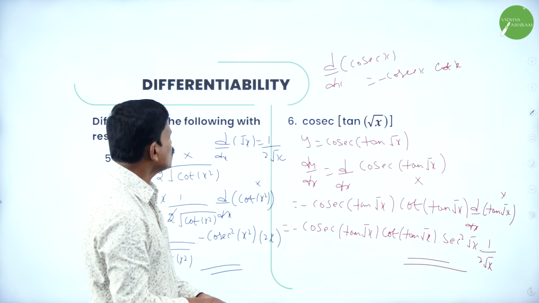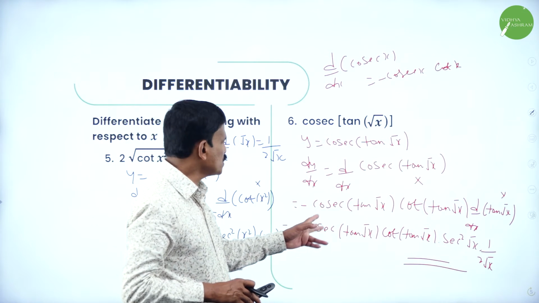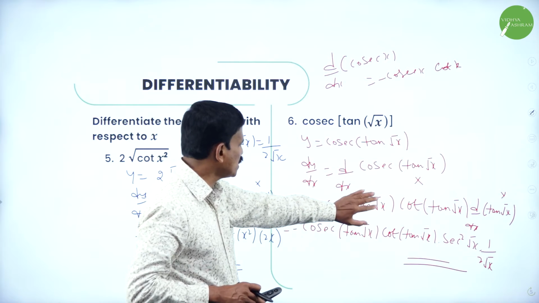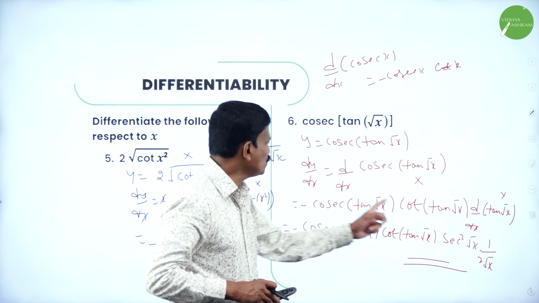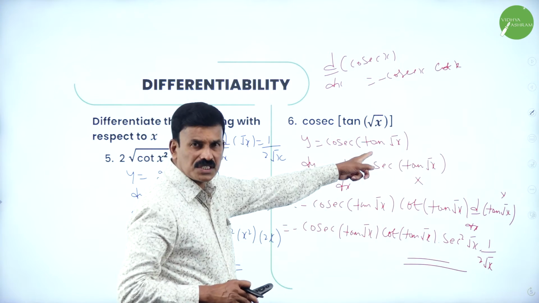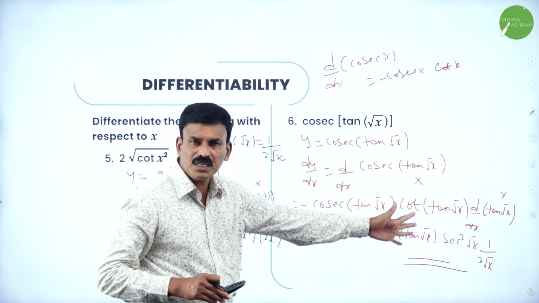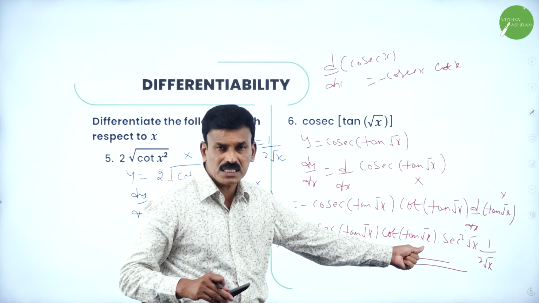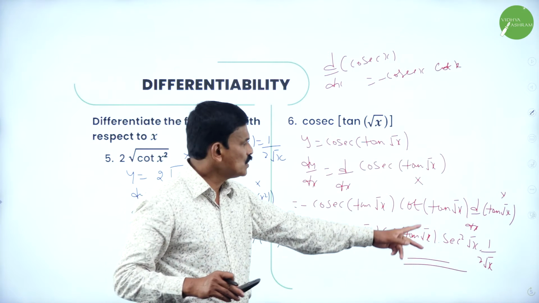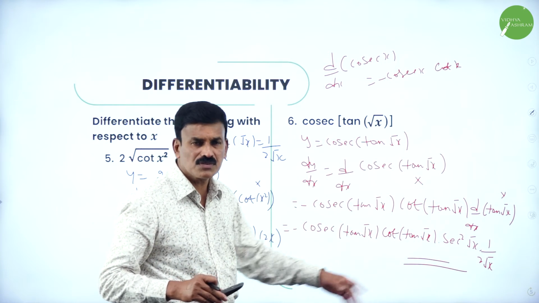So, cosecant x becomes minus cosecant x cot x, minus cosecant x into cot x into d by dx of the inside function, tan root x. Differentiation of tan x is secant square x. Instead of x we have root x, again a function of a function. So differentiation of root x is 1 over 2 root x.